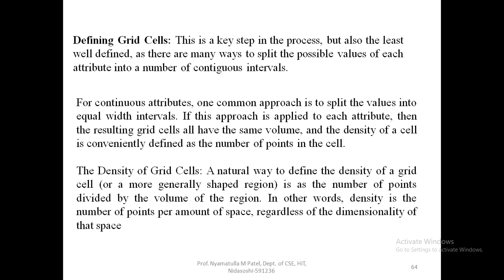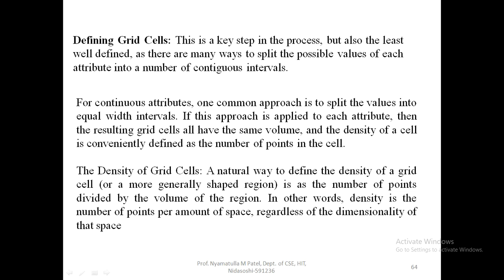So, this is how to define a grid cell. This is a very key step in the process, but it is the least well defined. There are many ways to define or split the possible values of each attribute into a number of contiguous intervals. We said that we have to divide the cells based on the attribute values, but how does the process continue? That is the key step, but the least well defined.